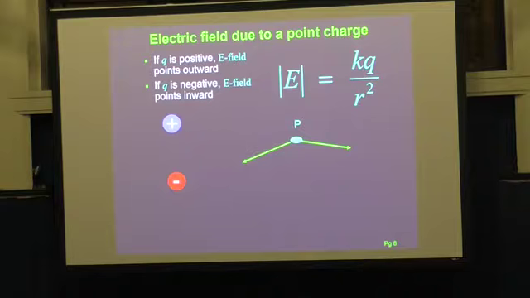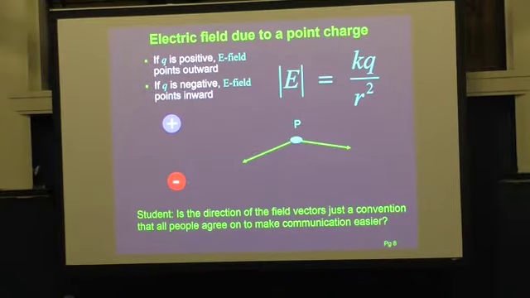So for instance, if I put a positive charge there, it would feel a force of repulsion from that guy. It would feel a force of attraction from that guy. A lot of questions about this sort of idea. Is the direction of the field vectors just a convention that all people agree on to make communication easier? I would say yes. It also comes from our equation that we wrote: force equals Q times E.